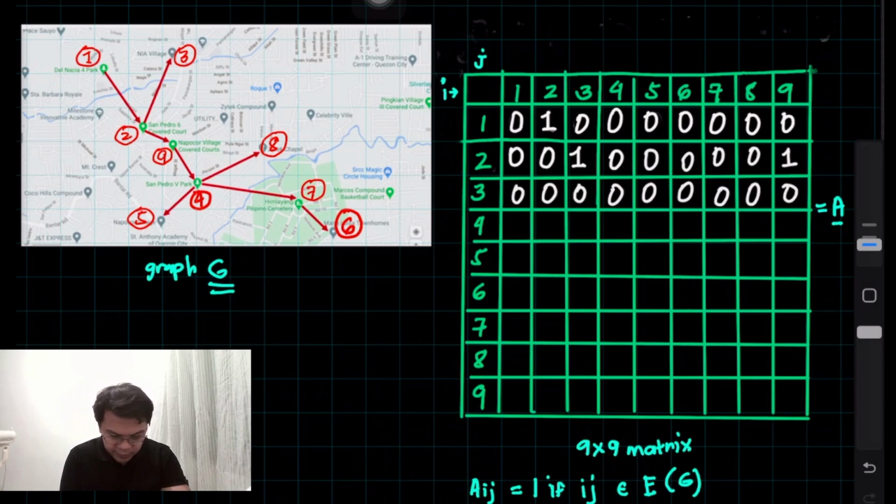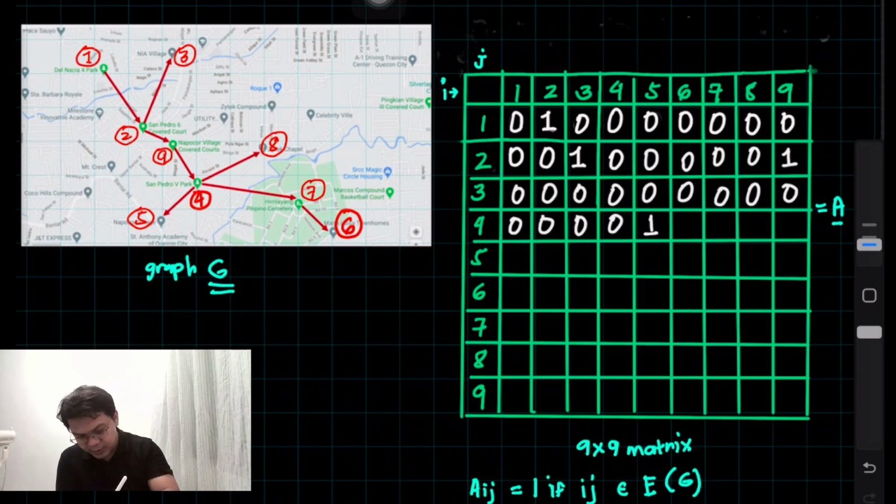How about row 4, or the vertex number 4? Let's check. 4 going to 1, that's 0. 4 going to 2, that is a 0. 4 going to 3, that's also 0. 4 going to 4, to itself, that's 0. 4 going to 5, there's actually a 1. It's an edge. 4 going to 6, that's 0. 4 going to 7, there is a 1. 4 going to 8, there is a 1 too. 4 going to 9, no, that's 0 because the arrow is pointing in the opposite direction.